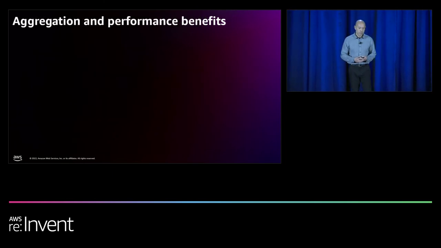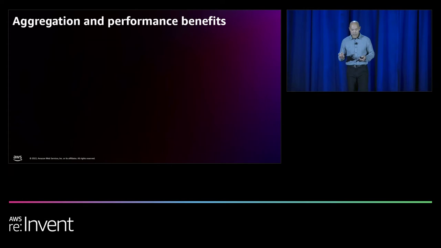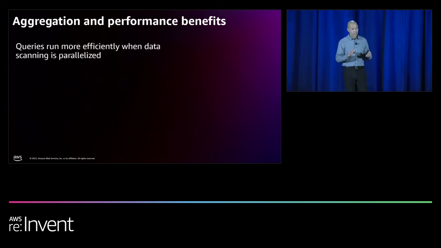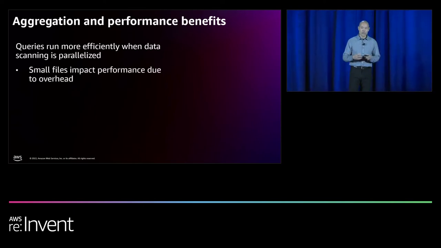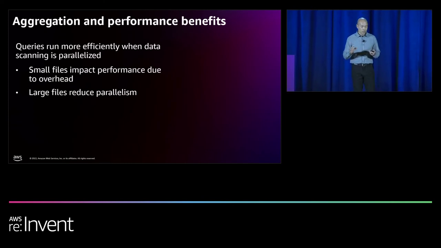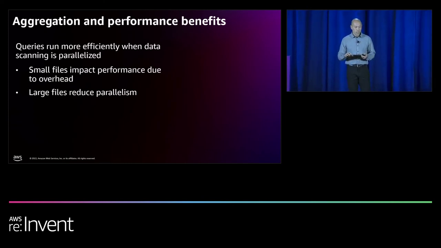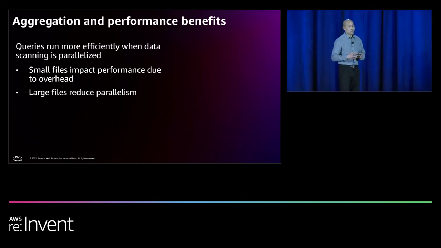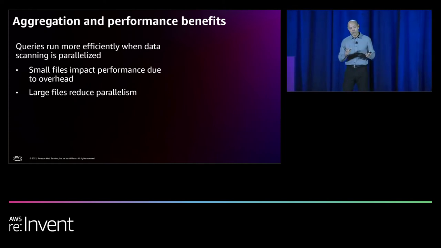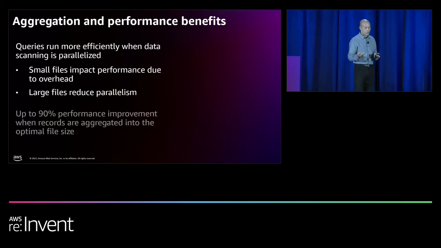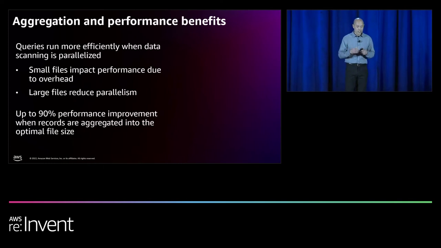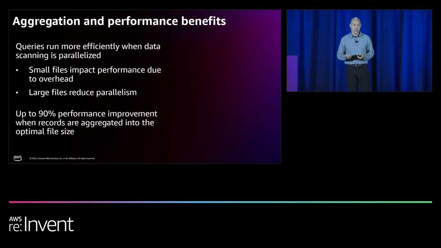Okay. So let's talk about aggregation and its performance benefits. Queries run more efficiently when data scanning and queries can be done in parallel. Small files impact performance due to overhead, so you could spend too much time pulling data, extracting metadata, creating directories, et cetera. So you don't want them too small. About 128 megabytes is the optimal size. Larger files reduce parallelism, so you don't want them 3 terabytes long. You want to break those up into reasonable sizes, like 512 megabytes or 128 megabytes, depending on your application and your use case. So if you optimize your file sizes correctly, you can get up to 90% performance improvement when records are aggregated into the optimal file size.